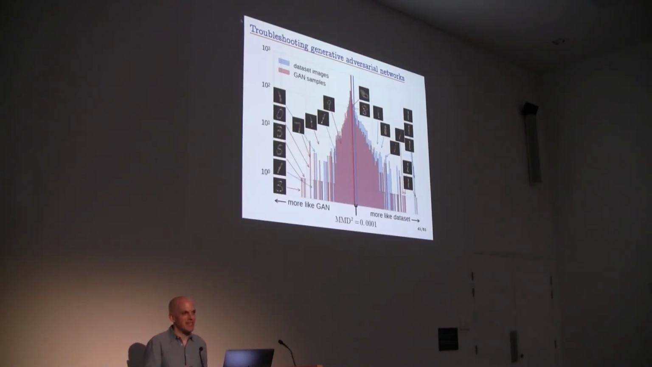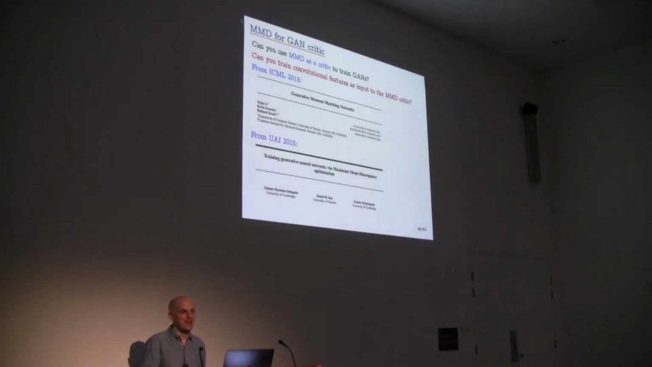That brings me to my next slide. Can you actually use the maximum mean discrepancy as a critic for the GAN? Basically, what is an adversarial network? You have a generator, it's generating samples. You have a critic which tries to compare those samples to the set of reference samples, the real samples. It seems a very natural use for maximum mean discrepancy, and indeed, it's an idea that was proposed quite a while ago.